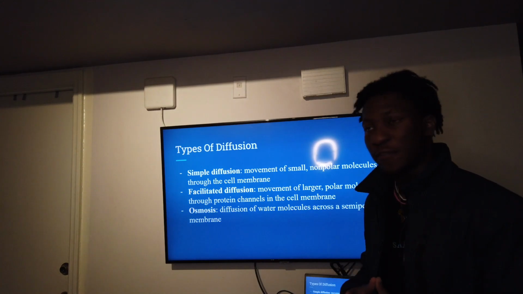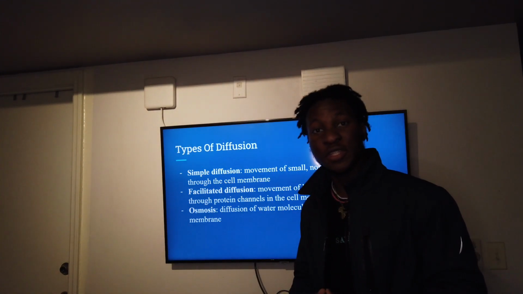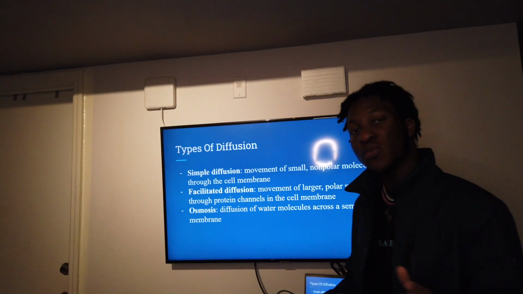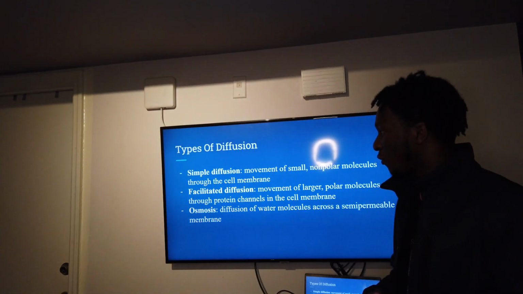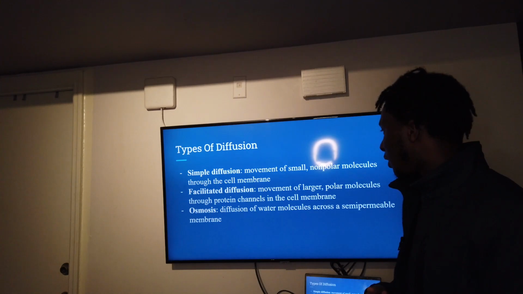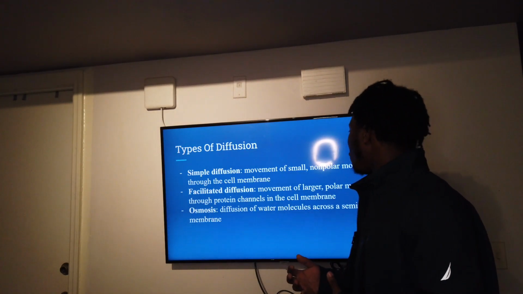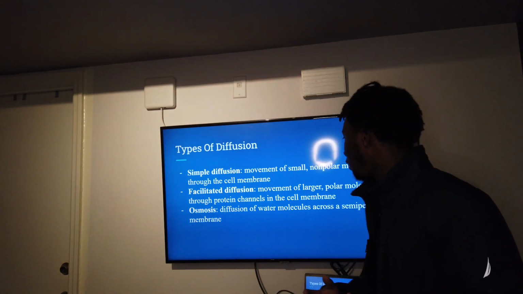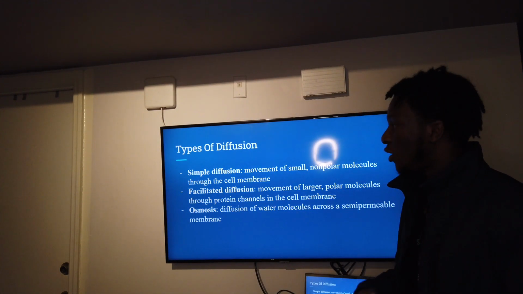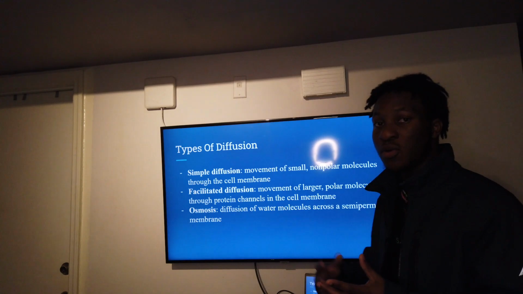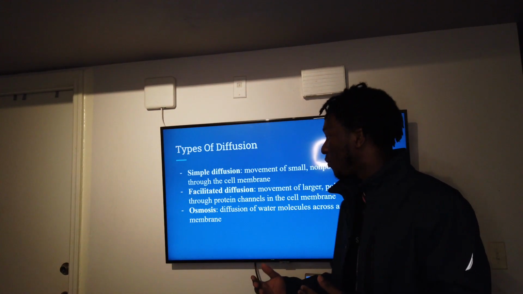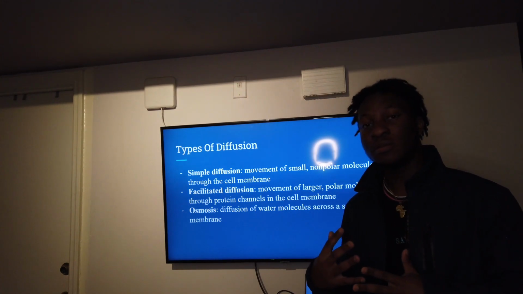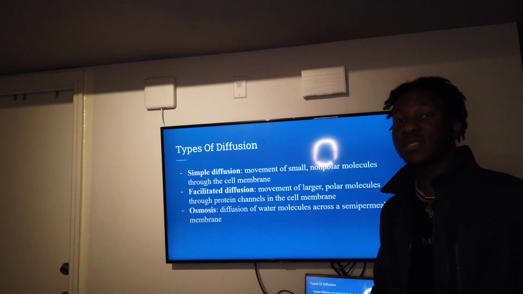So what is simple diffusion? Simple diffusion is the movement of small non-polar molecules through the cell membrane. What is facilitated diffusion? Facilitated diffusion is the movement of larger polar molecules through protein channels in the cell membrane. So simple diffusion is for small non-polar molecules through the cell membrane, and facilitated diffusion is the movement of larger polar molecules in the cell membrane.